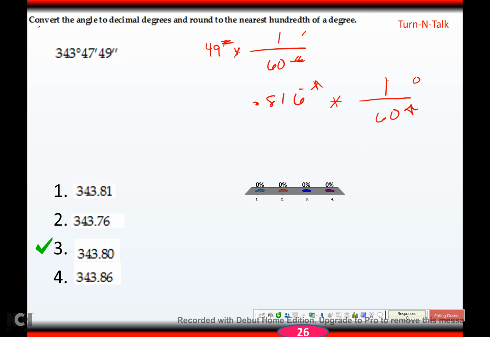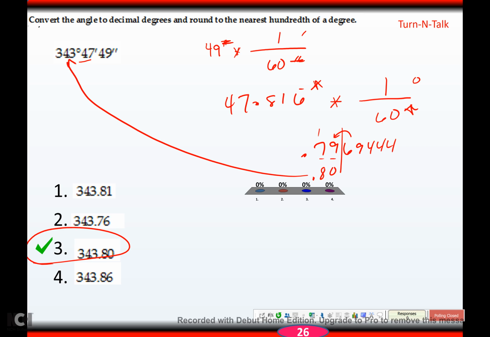Sorry, I have to add this back to the minutes that I have, which was 47. So I take 47.816 repeating, divided by 60, and I get 0.79694444. Nearest hundredths, the 6 is going to bump that up to 10. Carry the 1, it's 0.80. So if I add that on to my normal degrees, I have 343.80 degrees.